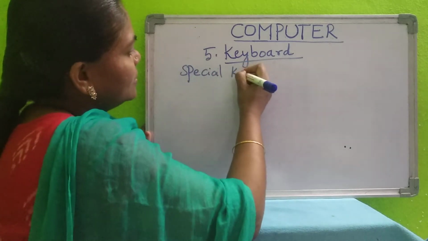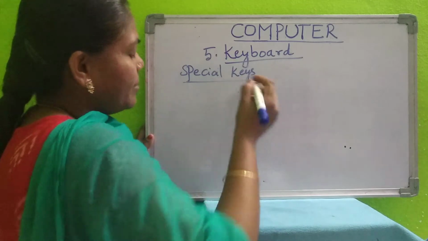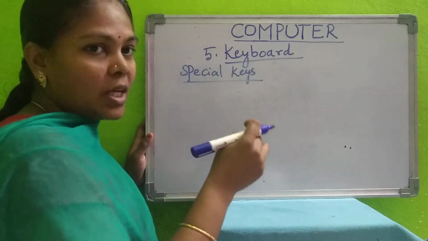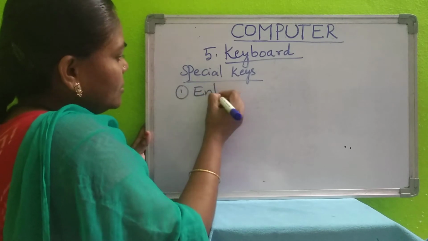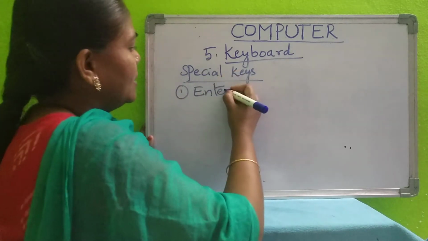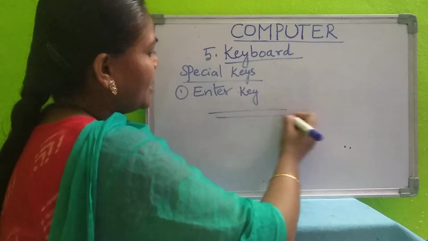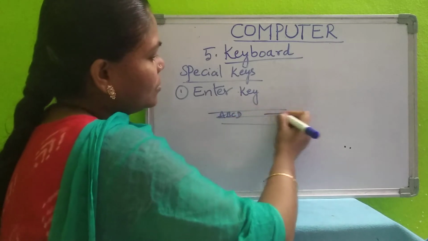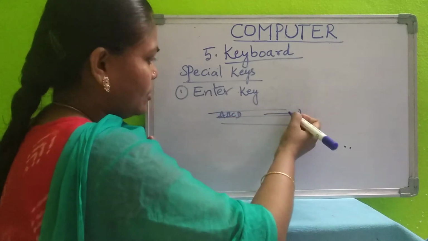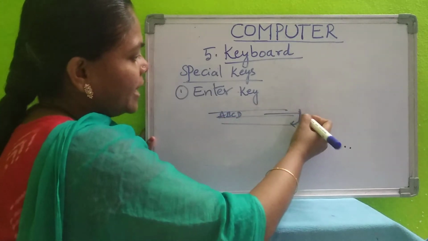Special keys. One we have learned is the numlock key, to activate the number pad, which is on the right side of the keyboard. First is the enter key, to go to a new line or the next line. Suppose you have typed ABCD here, and you want to type in the next line. You have to use this enter key.